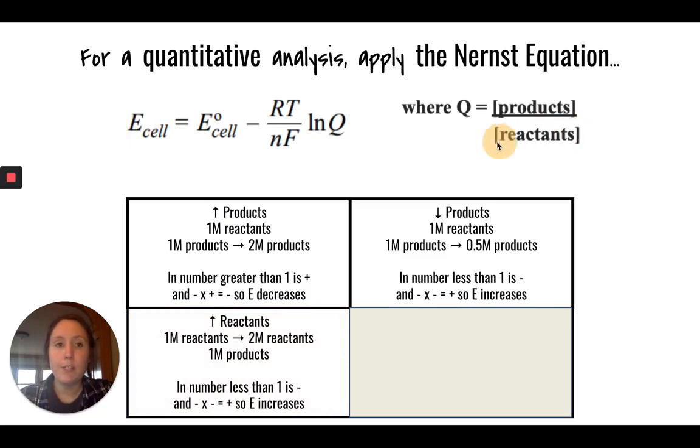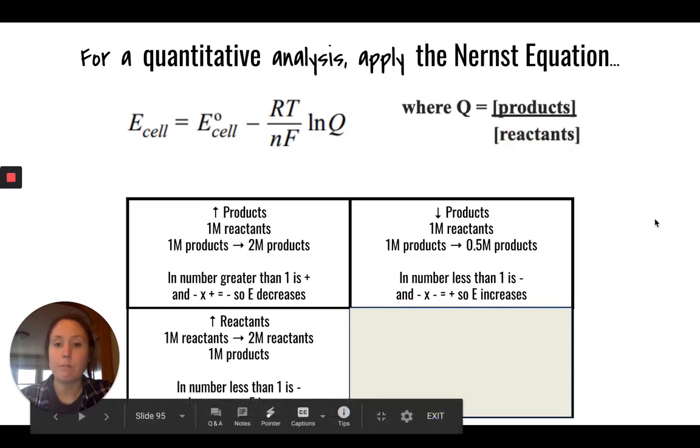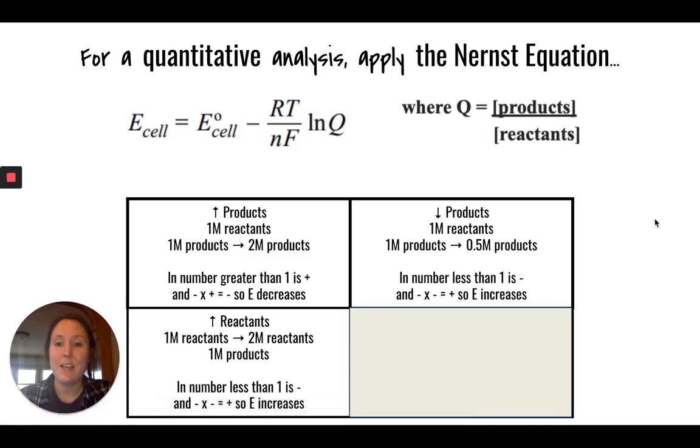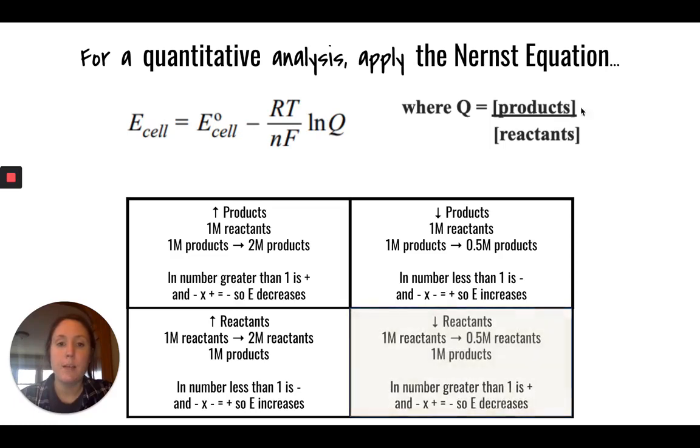If I increase the concentration of my reactants to, say, 2 molar, now my Q is again less than 1. If I take the natural log of a number less than 1, it will be negative. A negative times a negative is positive, so my cell value goes up. And lastly, if I decrease the concentration of my reactants to 0.5 molar, my natural log of a Q of a value greater than 1 is positive. If I subtract a positive, E decreases.